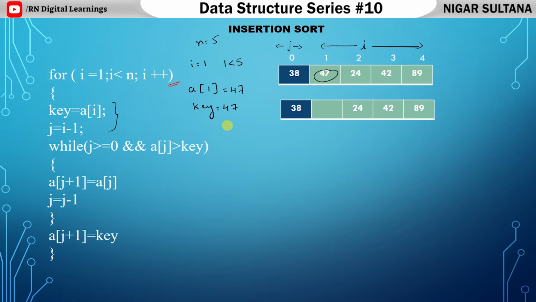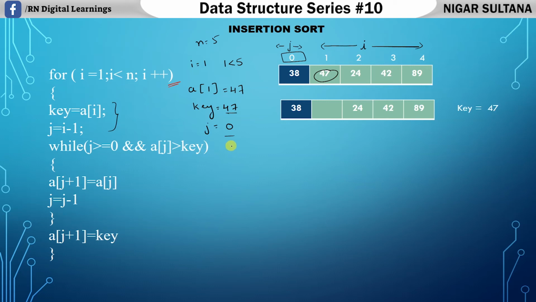Next assignment is J is equals to I minus 1. What is I? 1. 1 minus 1 is 0. So now I have assigned this 0 as J. So now we have understood key is 47 and J is 0.